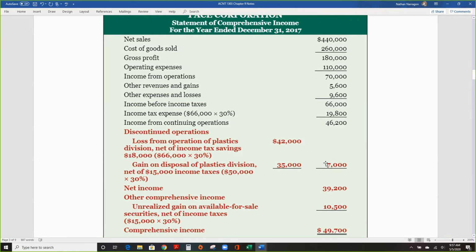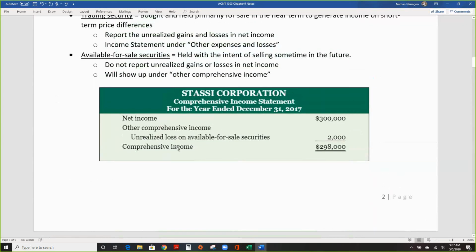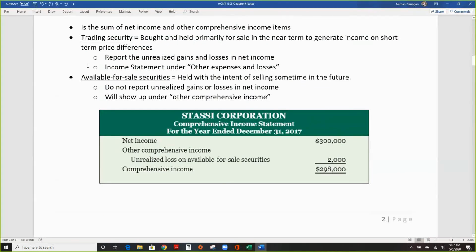Then you take the 7,000, and because it's a bigger loss, you subtract it from income from continuing operations, and that's where you get their net income. Here they have their other comprehensive income. And again, all they have is the available for sale. So just like up here, all we got to deal with right now is available for sale.